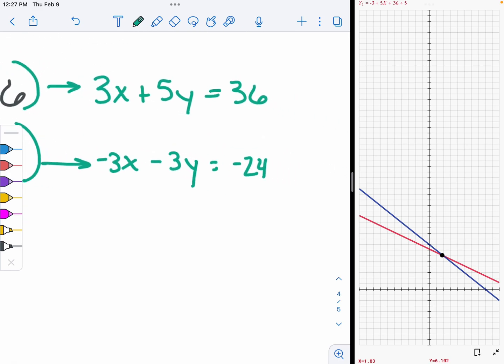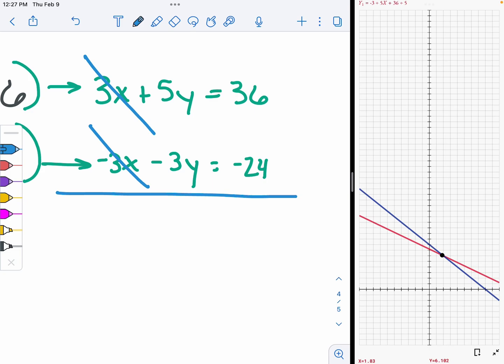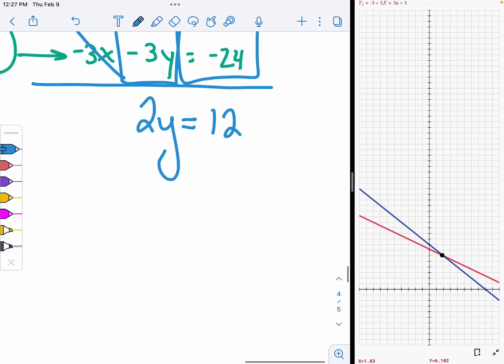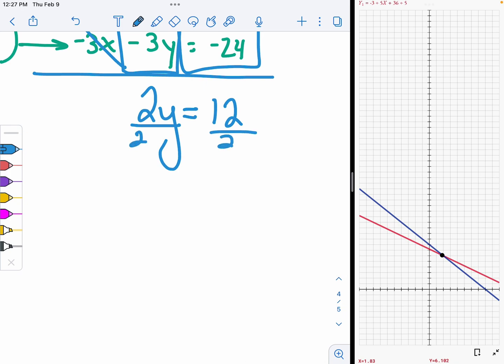So now our 2 equations have been multiplied by a factor, and now it's time to do some elimination. Elimination is when you get one variable, usually the first if you set it up my way, to cancel out. So 3 plus negative 3 is 0. 5 and negative 3 is 2. 36 and negative 24 adds to 12. So it's like we're adding them together, eliminating the x's. Now you divide each side by 2, and you get y is 6. If you notice over here on my graph, where they cross, sure enough, y is 6.